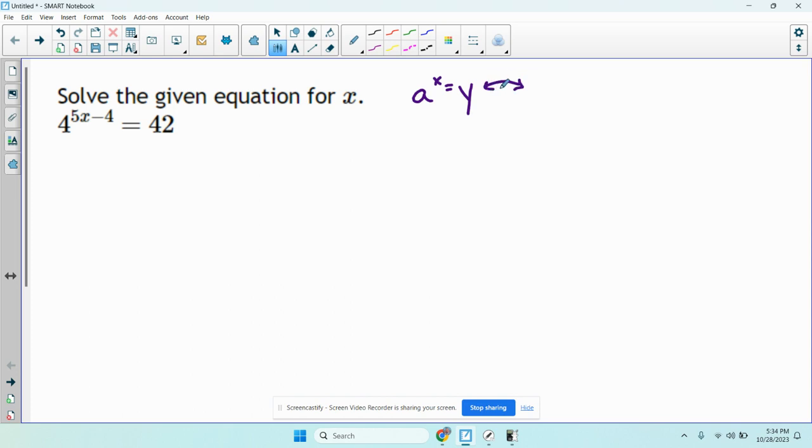I can convert that to x equals log base a of y. So here, I'm going to convert it to this form. So this becomes 5x minus 4 equals log base 4 of 42.